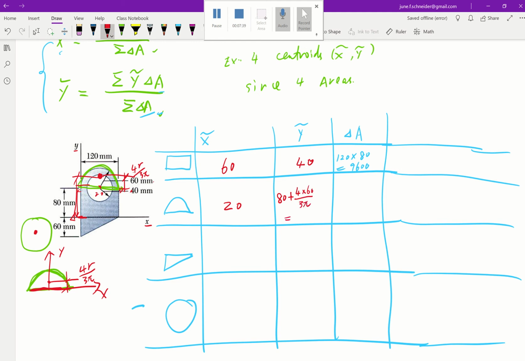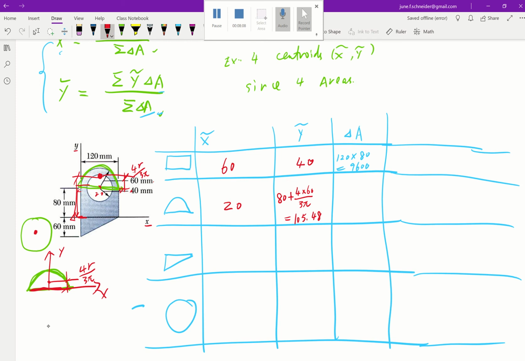That's going to be our y coordinate. So here I'm going to put into calculator 80 plus 240 divided by 3π. So it's 80 plus 240 divided by 3π. I have a value around 105.48.